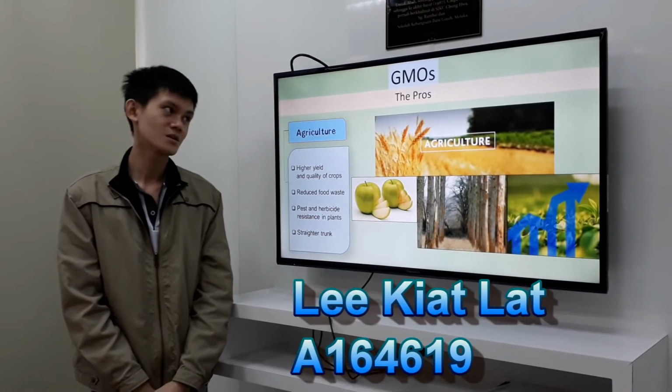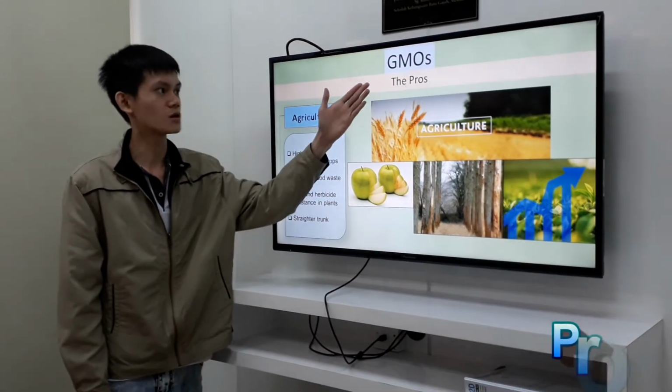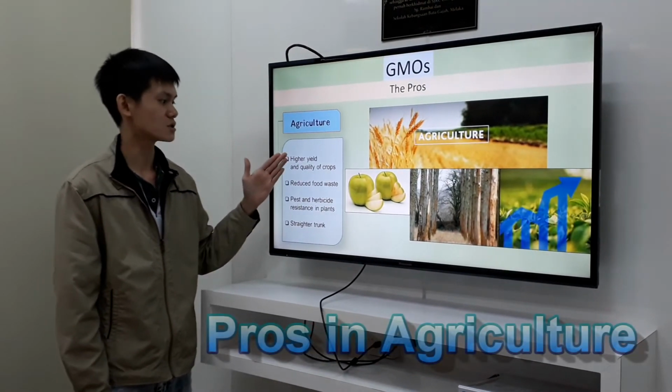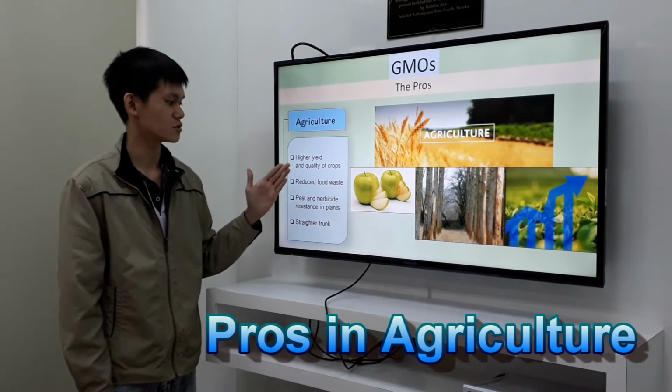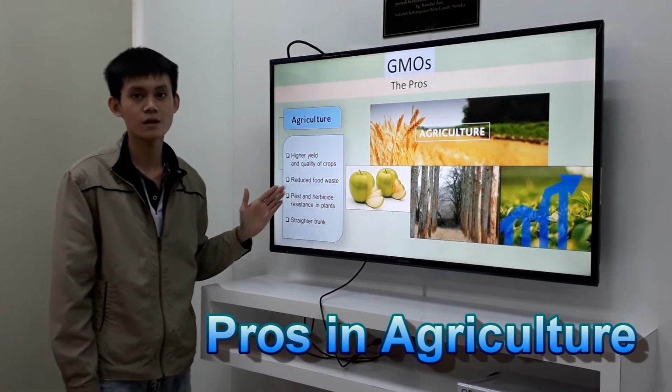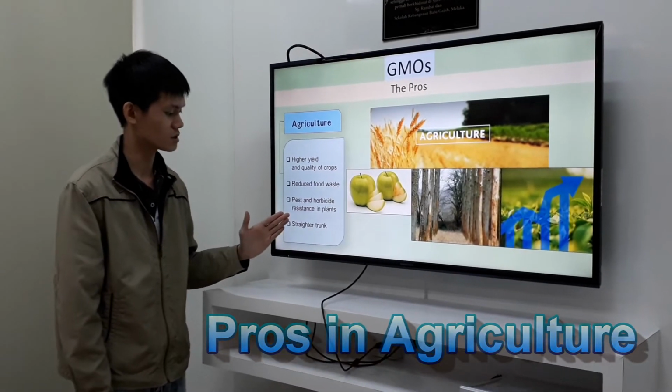My name is Li Keilan. So now I'm going to talk about the pros of GMOs. In agriculture, GMOs increase the yield and the quality of the crops, reduce food waste, and also increase pest and herbicide resistance in the plants. Besides, it also helps to strengthen the trunk.